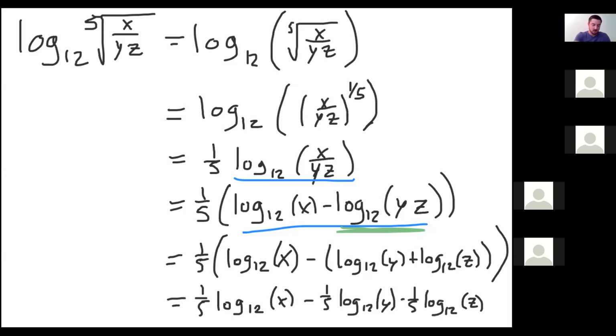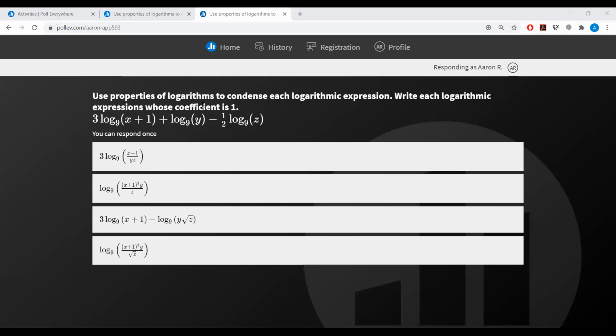Okay, so go to Poll Everywhere. You're going to see the new question. I'll share it for the recording. So we want to use properties of logarithms to condense the logarithmic expression and write it to where each log expression has a coefficient of 1. So I don't have any coefficients really. Okay. So our goal is to do this for 3 times log base 9 of x plus 1 plus log base 9 of y minus 1/2 log base 9 of z.